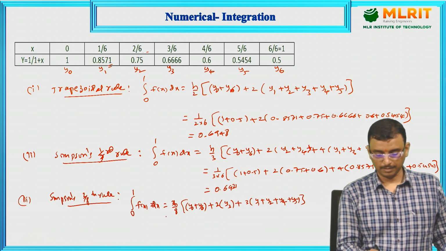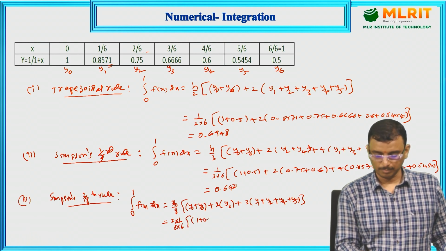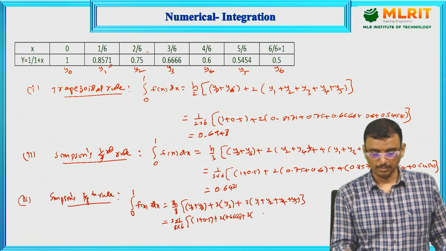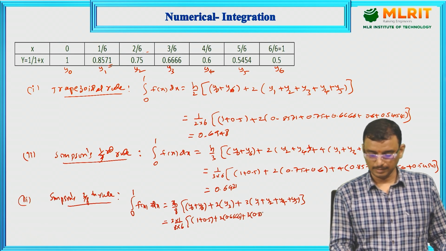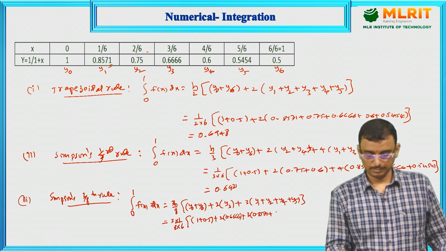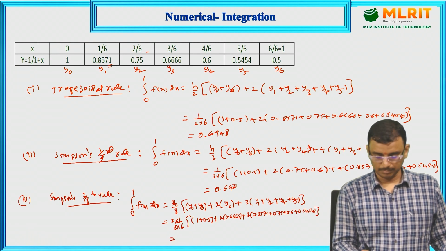Now substitute the values here. 3 into h, which is 1 by 6, so 8 into 6, y0 is 1 plus 0.5 plus 2 into y3, the y3 value is 0.6666, plus 3 into y1 0.8571 plus y2, the y2 value is 0.75, plus y4 0.6 plus y5 0.5454. Now by simplifying this, we get 0.6932.